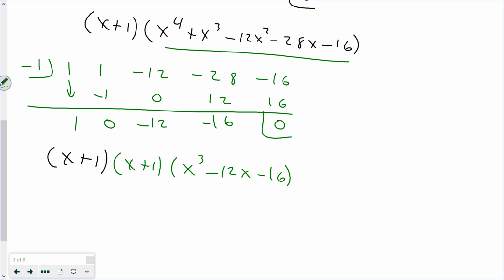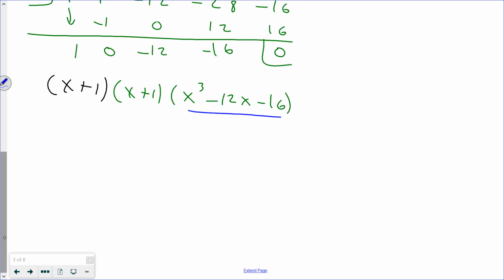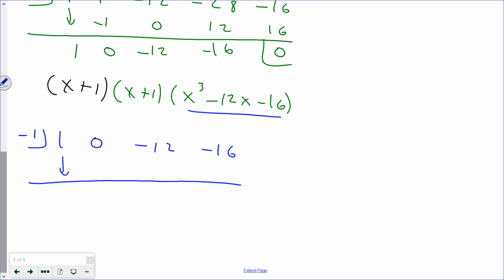So we're going to keep going now with synthetic division again, this time with this cubic function right here. Same thing. We try negative 1 again, see if that works again. Coefficients are 1, 0, negative 12, and negative 16. Drop down to 1. Negative 1 times 1 is negative 1. That's negative 1. That's 1. Negative 11, I can see that's not going to work. We end up getting negative 5, so negative 1 isn't going to work. I can go on to the next number.